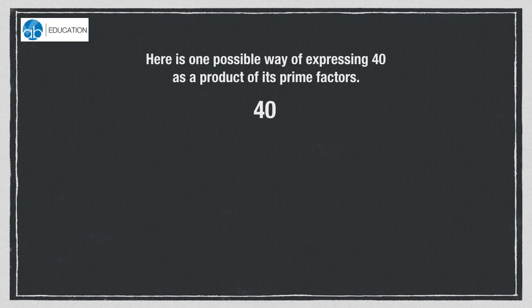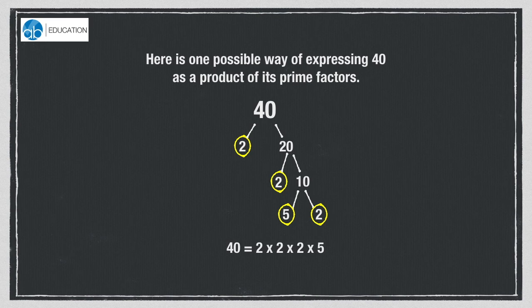So here's one possible solution. 2 twenties are 40. 2 is a prime number, so we'll put a ring round it. The number 20 is 2 times 10, so we can write 2 and 10. 2 is a prime number, so we'll put a ring round it. 10 is 5 times 2, so we can write both of those. Both are primes, so we ring them. Writing the prime factors in order of size, we've got 40 equals 2 times 2 times 2 times 5. We have expressed 40 as a product of its prime factors.